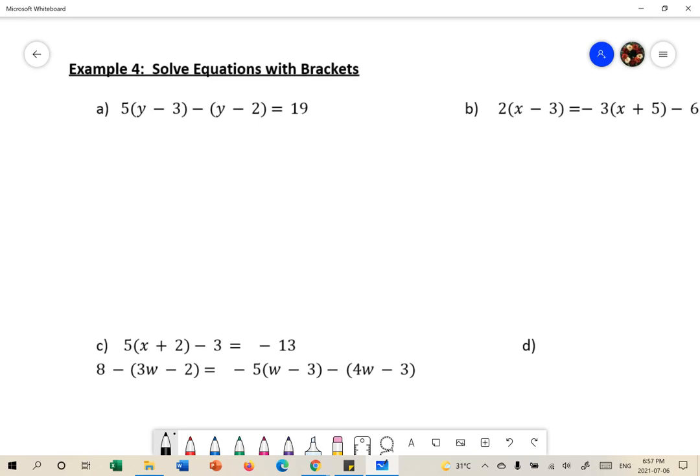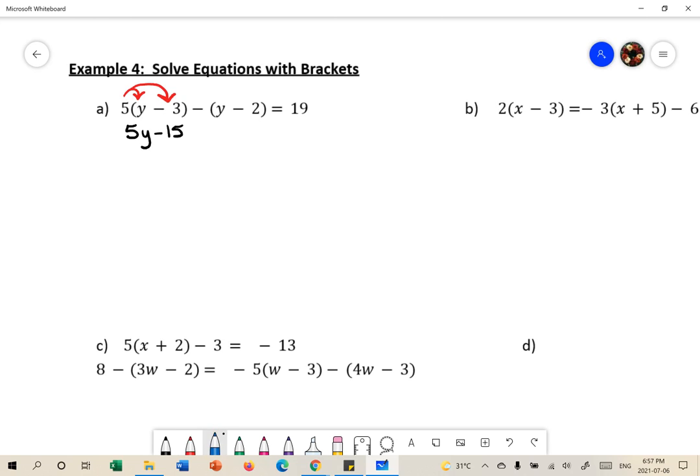Here we're solving an equation that also requires us to distribute. So first we need to expand out of the brackets, and then we can collect like terms, and then we can isolate our variable and solve for our unknown. 5 times y and 5 times -3. 5y subtract 15.